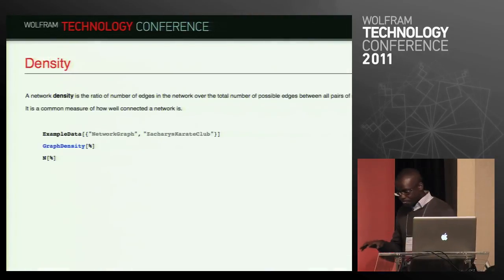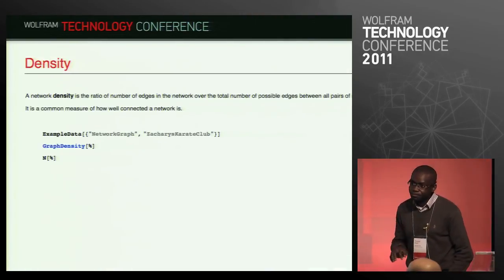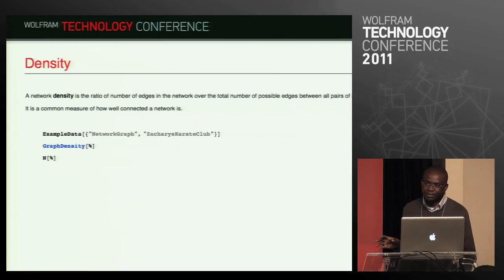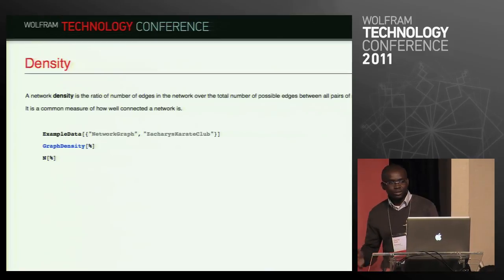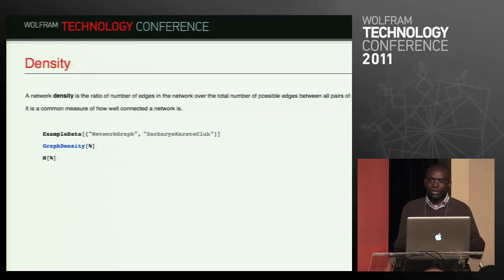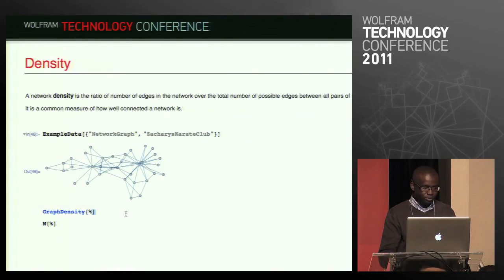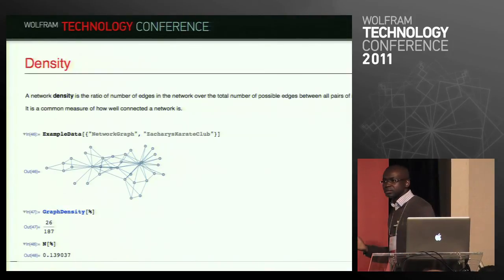The other important measure is the density, which is roughly similar to the density for a sparse array or a matrix. Here you want to see how well connected your network is. It's again a measure between 0 and 1. In this case, I just look at the Zachary Karate Club you had earlier. I compute the graph density, and I see that it is not so well connected.